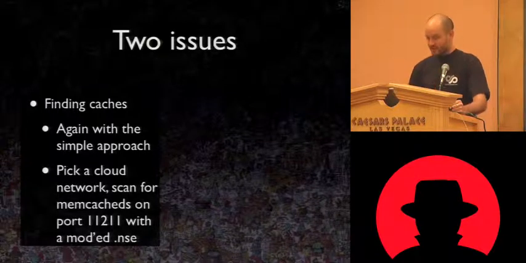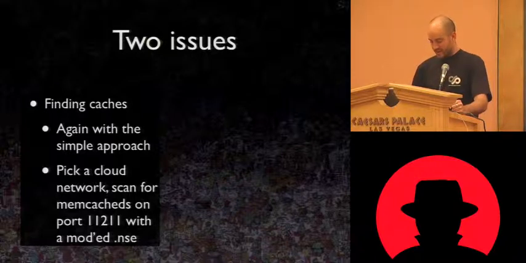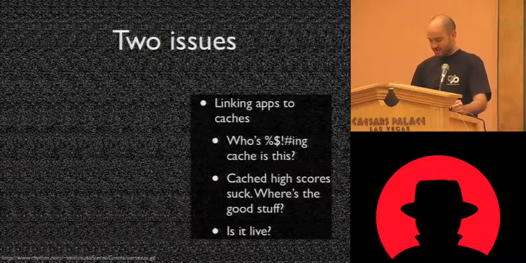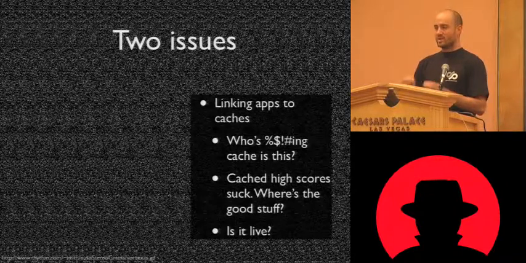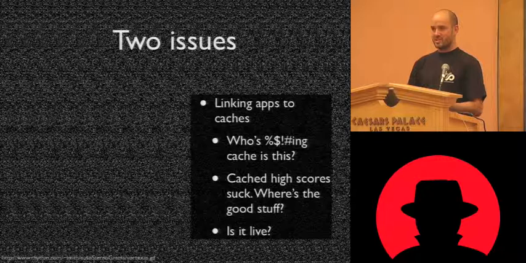I took the network of one cloud provider, and I just scanned it for port 11211 with a modified Nmap script. And that actually was moderately successful. But there's a second issue, and that second issue is once you find a cache, how do you figure out which website uses that cache, or which application server uses that cache? Because you see a cache sitting somewhere on the internet.